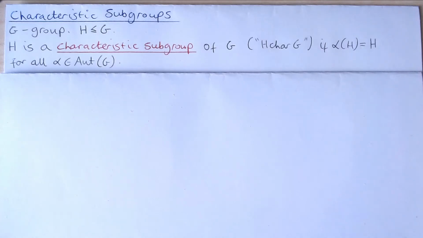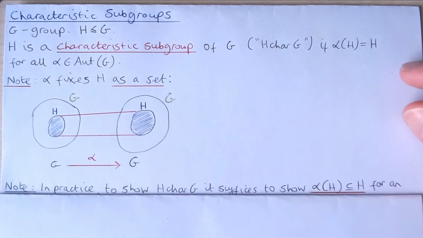Welcome to part 2 on characteristic subgroups. In the last part, we defined a characteristic subgroup of a group G to be a subgroup of G that's fixed under all of the automorphisms of G. We also showed that every characteristic subgroup of a group is normal, but not every normal subgroup of a group is characteristic. In this video, we will look at examples of characteristic subgroups.